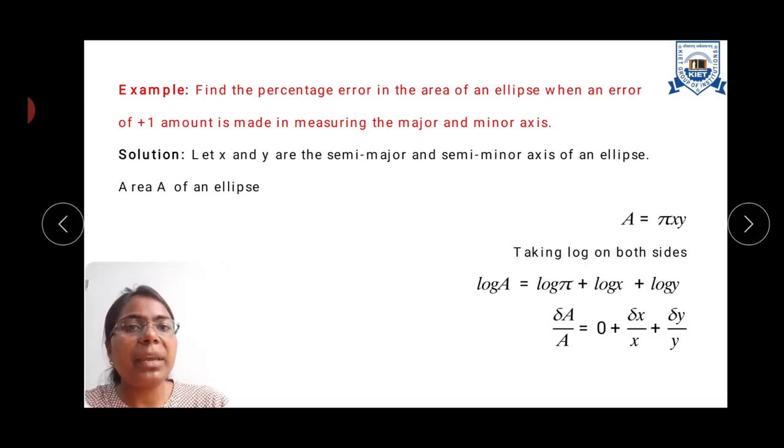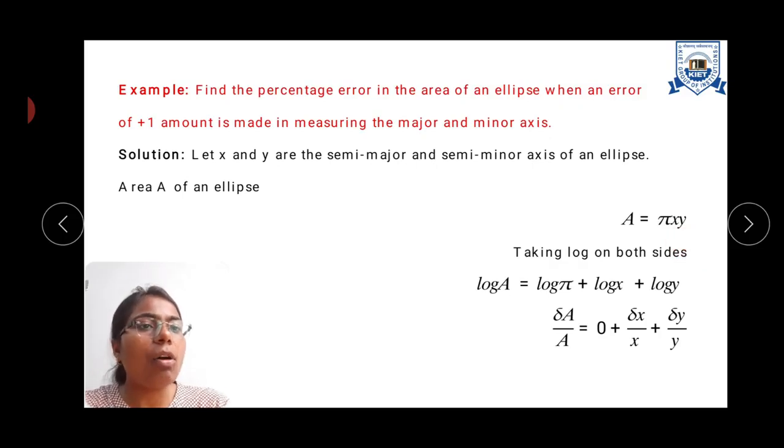Next we discuss some examples. First example: find the percentage error in the area of an ellipse when an error of plus 1 percent is made in measuring the major and minor axis. Let x and y be the semi-major and semi-minor axis of an ellipse. Then the area of the ellipse will be A is equal to pi x y.